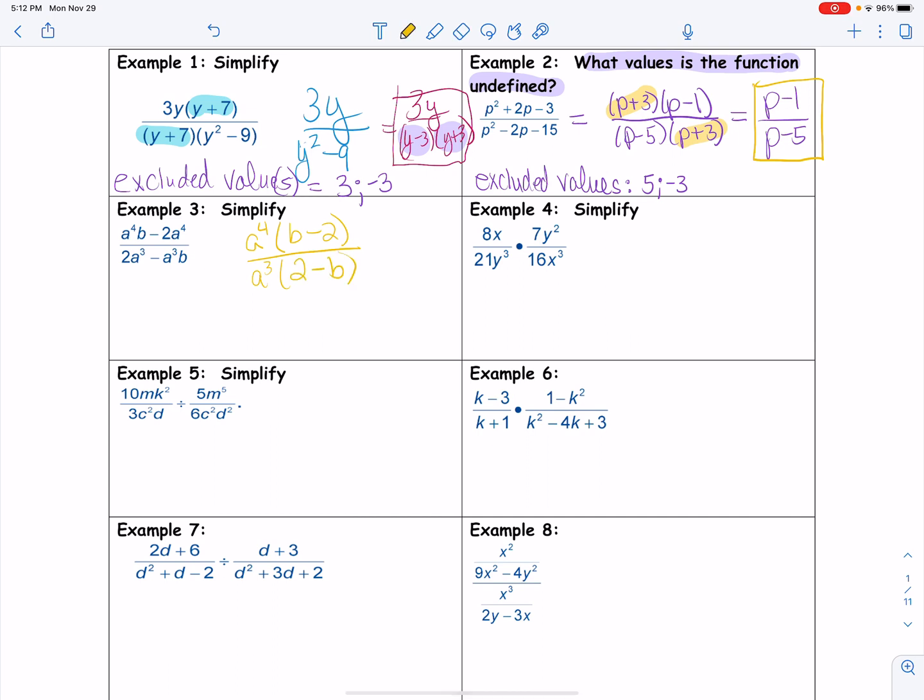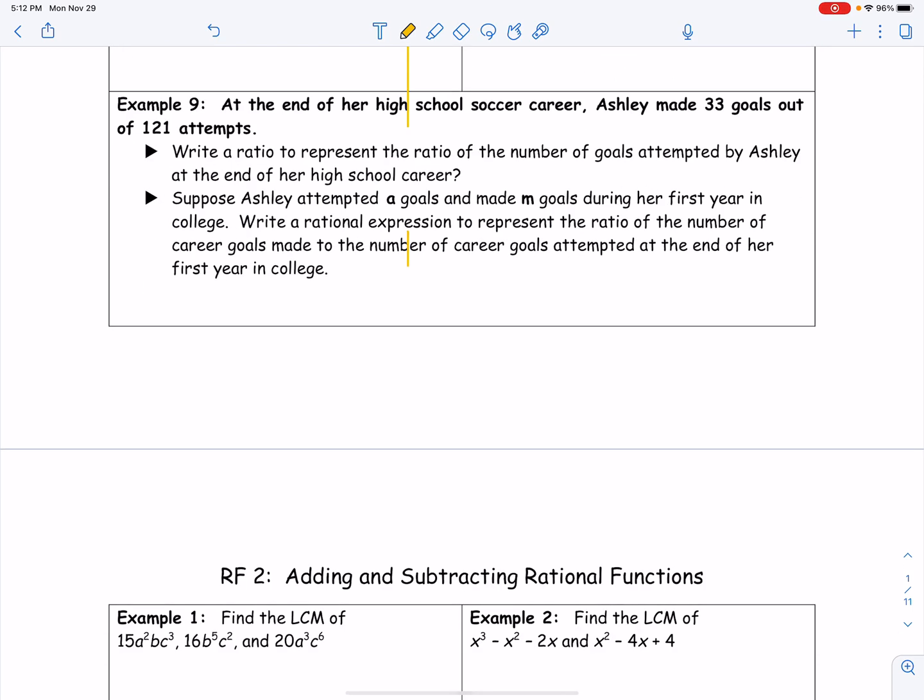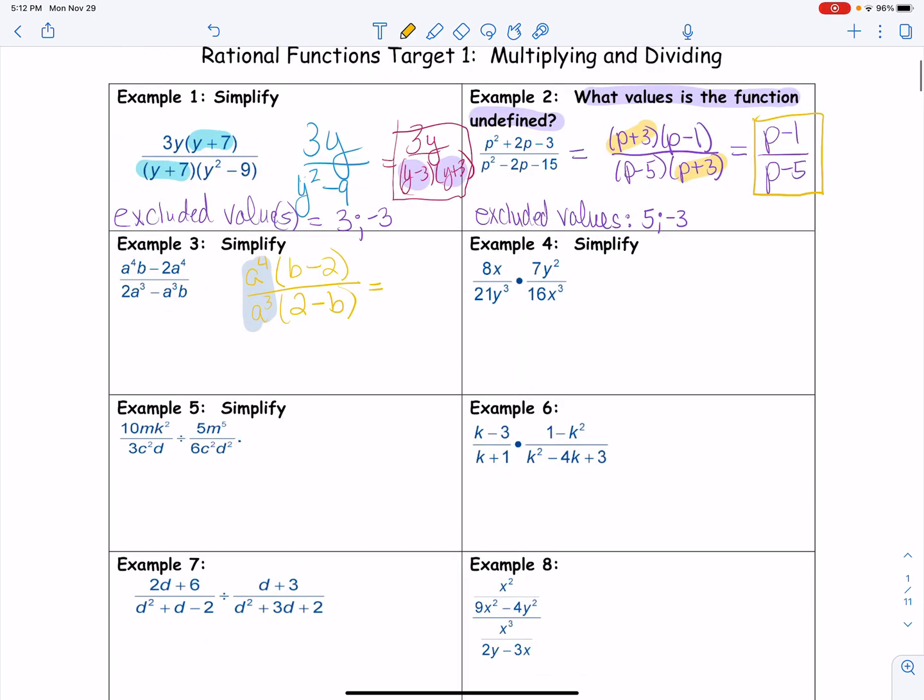And so we need to talk about this. First off, I have a to the 4th on the top and a to the 3rd on the bottom. So I know my answer is going to have an a.